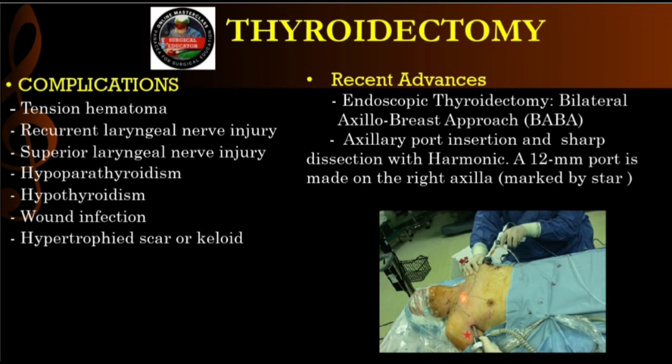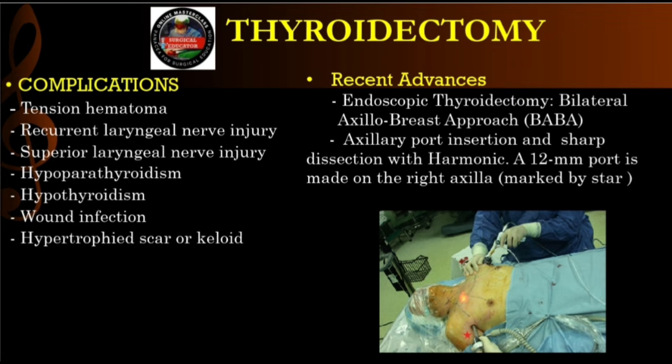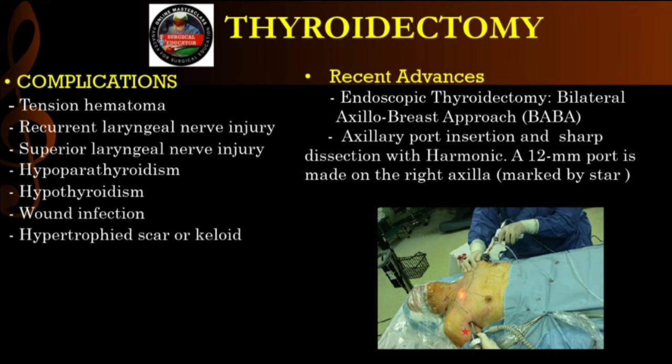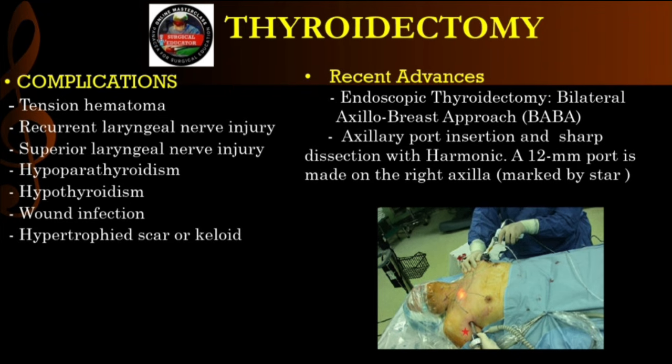Which transitions us perfectly to the final slide, slide 20. Recent advances, driven almost entirely by the desire to avoid that neck scar. Right. Endoscopic thyroidectomy via the bilateral axillobreast approach, BABA. This is wild. You insert a 12-millimeter camera port into the right armpit and working ports into the left armpit and around the nipples on the breast. You don't even touch the neck with a scalpel.